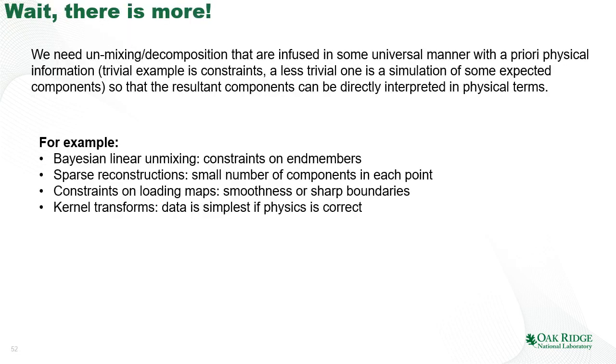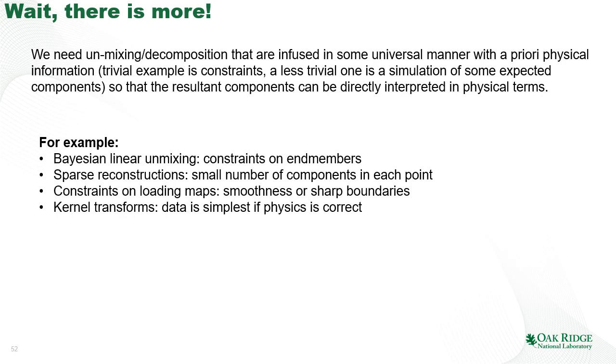Now, what else? We talked briefly about PCA, N-FINDR, Bayesian unmixing, and ICA. Is that all? The answer is of course not, because what we need are unmixing or decomposition methods that are infused in some universal manner with a priori physical knowledge. The trivial example is non-negativity or additivity to 1. The less trivial one would be that the end-member should be close to some expected behavior. If we do that, our resultant components can be directly interpreted in terms of relevant physics.